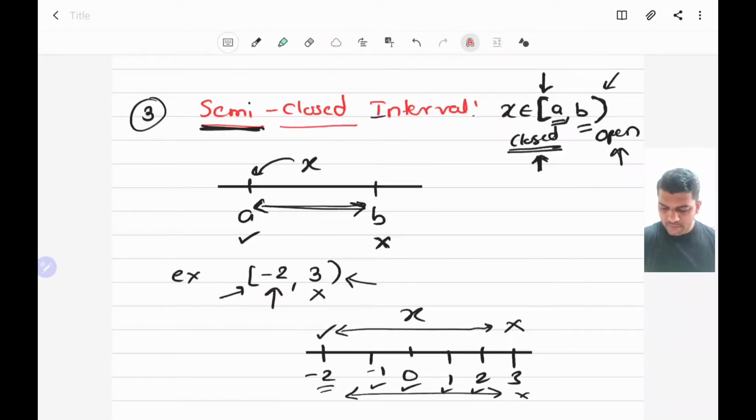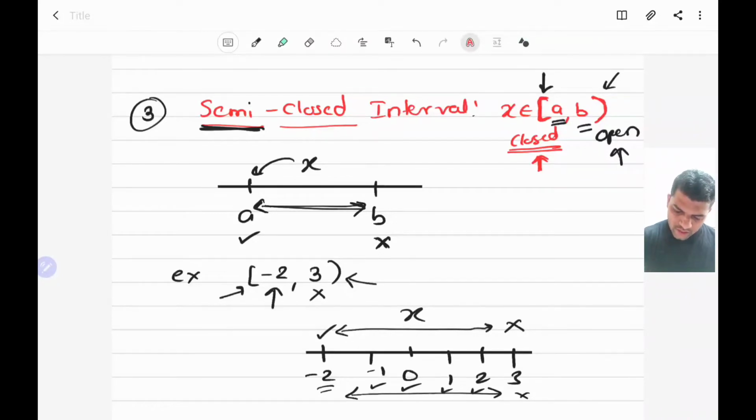Why is it named in this way? Because if you observe this presentation, it started with the closed position, but it ended with the open position. We always give importance to the starting point. So it's a closed one, and that's why we named it a semi-closed interval.